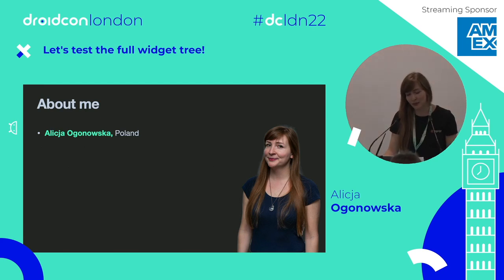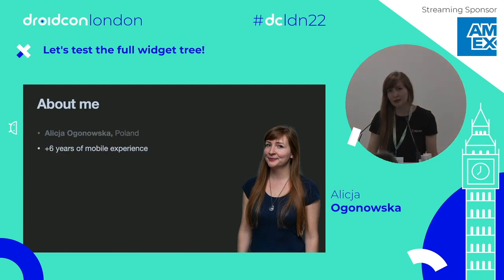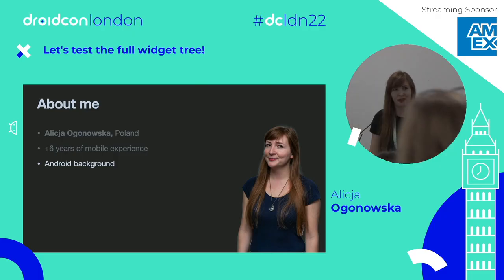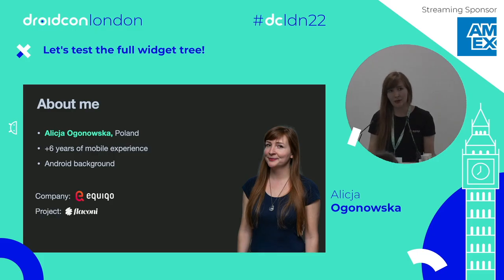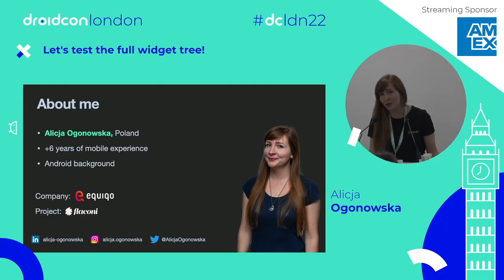So I am Alicja Ogonowska, and I'm from Poland. And I have over 6 years of experience with mobile app development. I also have an Android background, but I switched to Flutter almost 3 years ago, and I've never regretted the change. So if you are still on the native side, then consider switching as well. I work for a Polish company named Equico, and my current client is Flaconi, which is a German e-commerce beauty shop. You can find me on social media, on actually all of them, and usually I'm quite easy to find because I always use my name and surname as a handle.